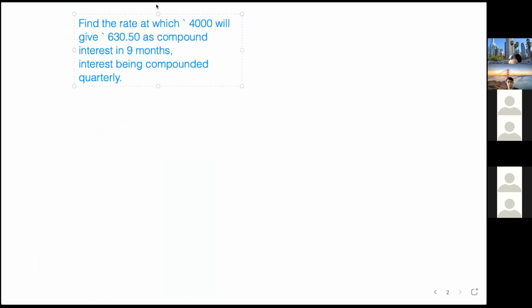Find the rate. So rate is asked, give this much as compound interest in 9 months, interest being compounded quarterly. Okay. This is 9th question, I think. Okay. So what is 9 months again? Rate we have to find out. 4,000 will give this much. So principal is given. Okay. Principal is 4,000.